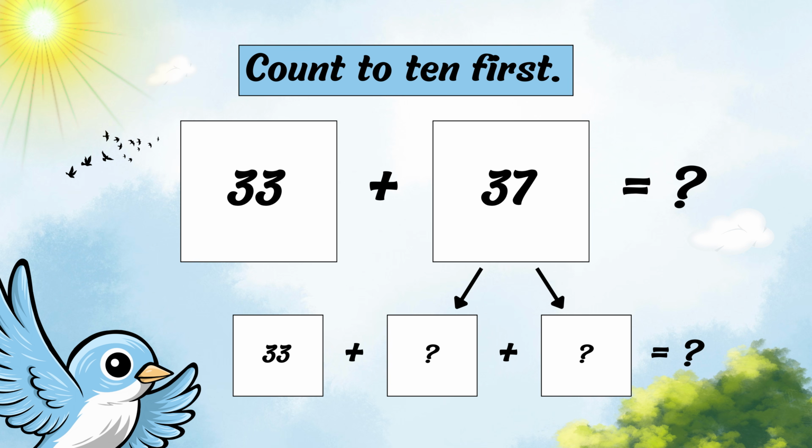Count to 10 first. 33 plus 37 equals? Break 37 into smaller numbers and count to 10 first. 33 plus 7 equals 40. Add the rest of the number. 40 plus 30 equals 70.